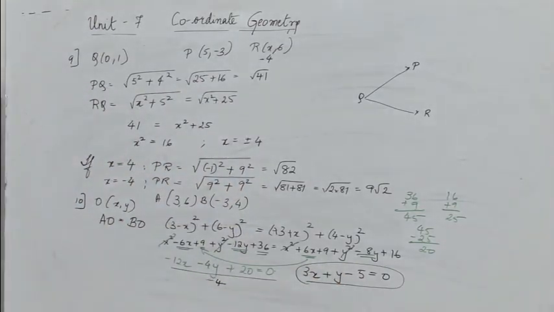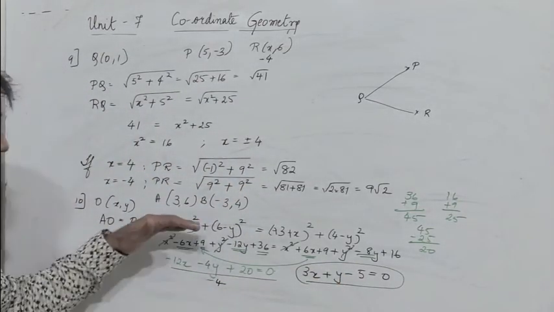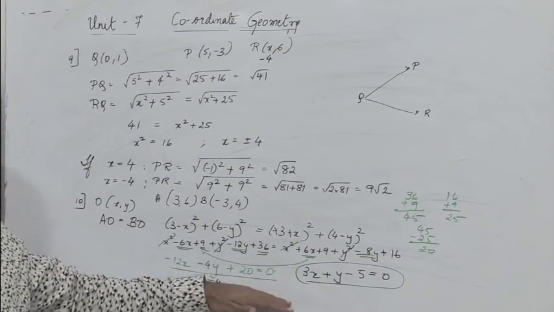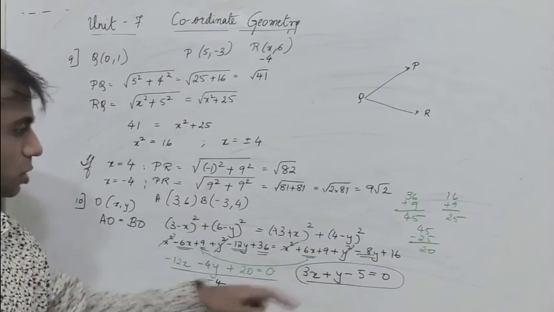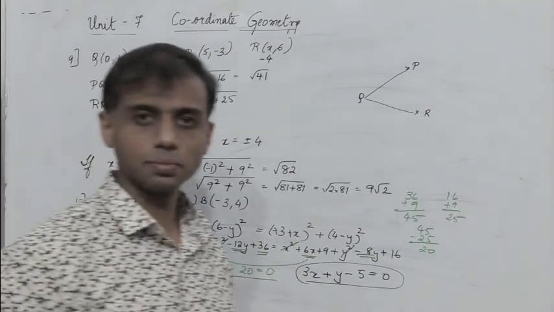So we have a point (x, y) which is equidistant from the two points A and B. So we have got an equation with respect to the points x and y.